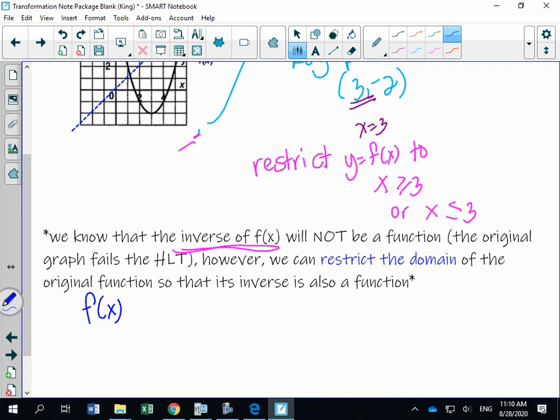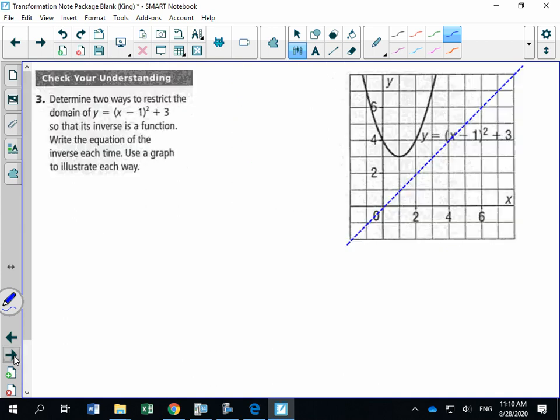What we had to restrict it to was x is greater than or equal to 3 or x is less than or equal to 3. What you're doing is you're looking at the x coordinate on the vertex, and that's how you're going to restrict it. So let's look at one more example to see if this makes sense. Okay, they give us a graph, and we're going to actually have to do more work for this because they give us the equation of the graph, but we'll deal with that after.